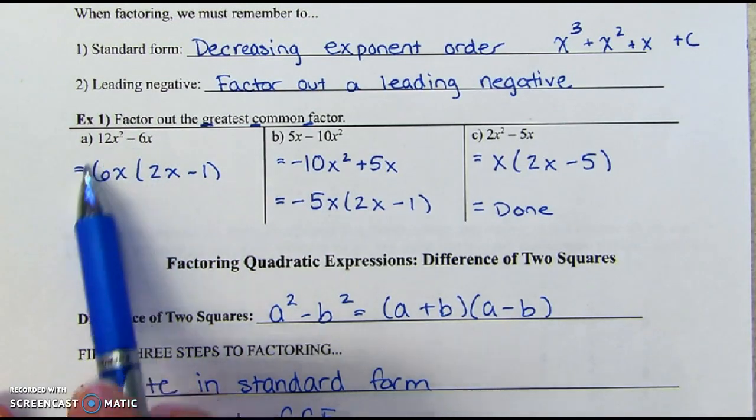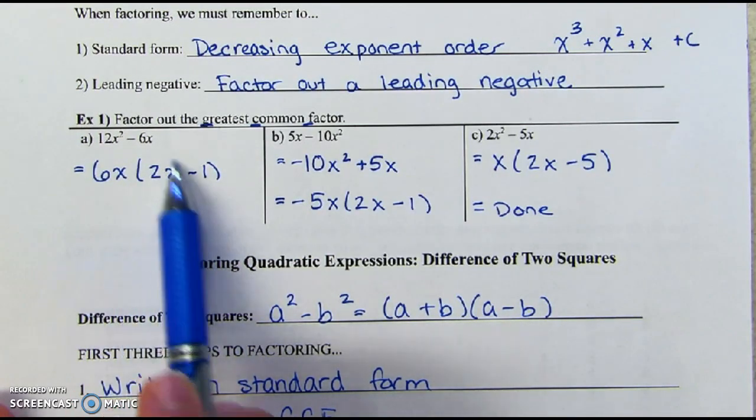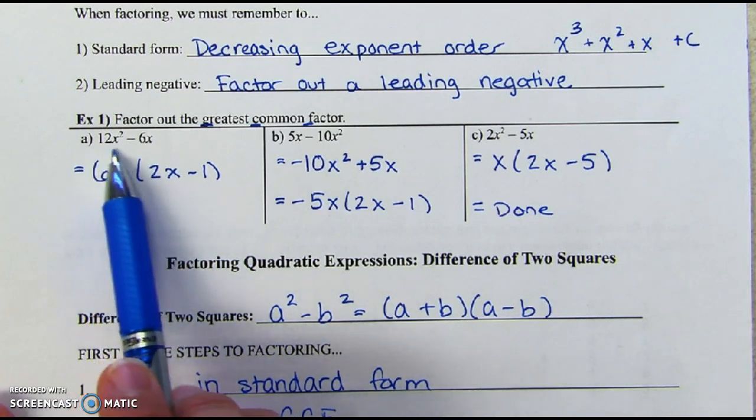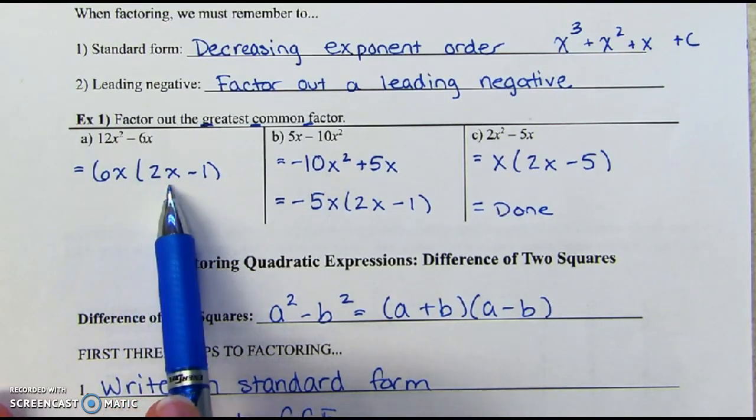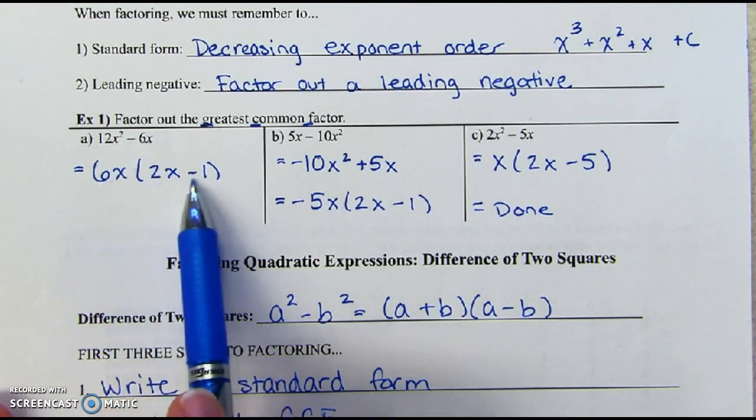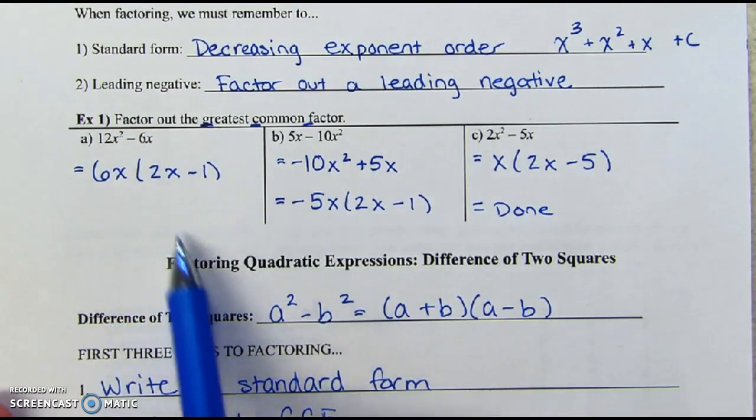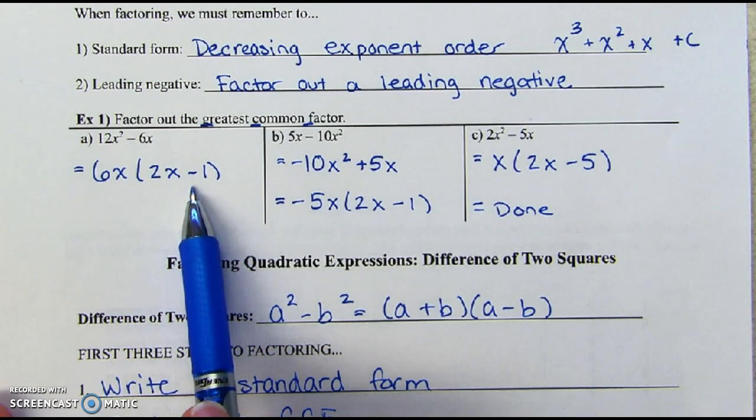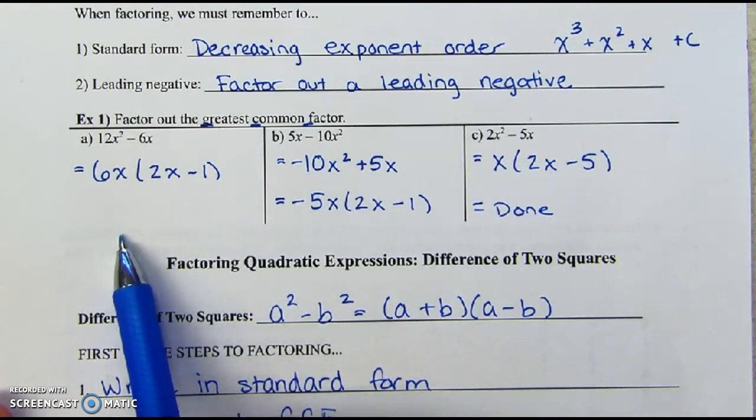And when we factor out 6x, then we say what times 6x would give us back 12x squared. 6x times 2x is 12x squared. 6x times negative 1 is negative 6x. And so we are checking this by doing multiply, which was the first set of notes.